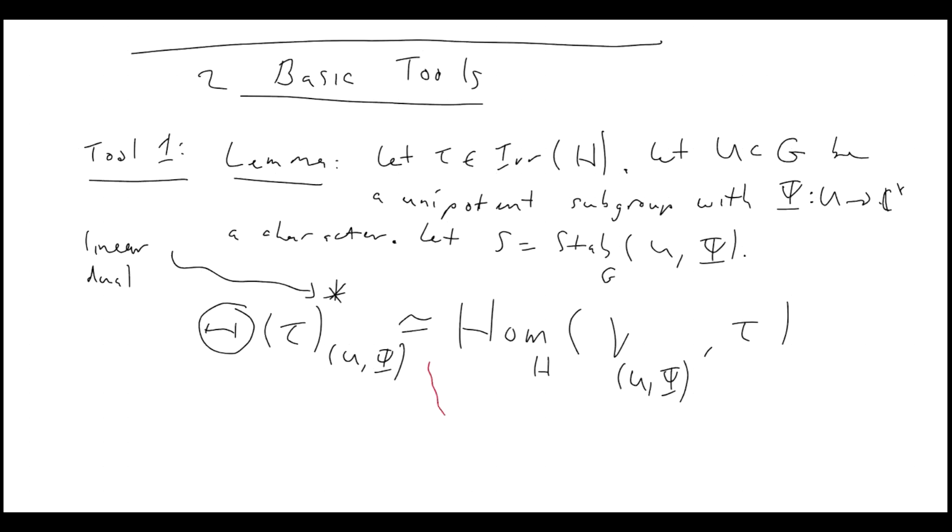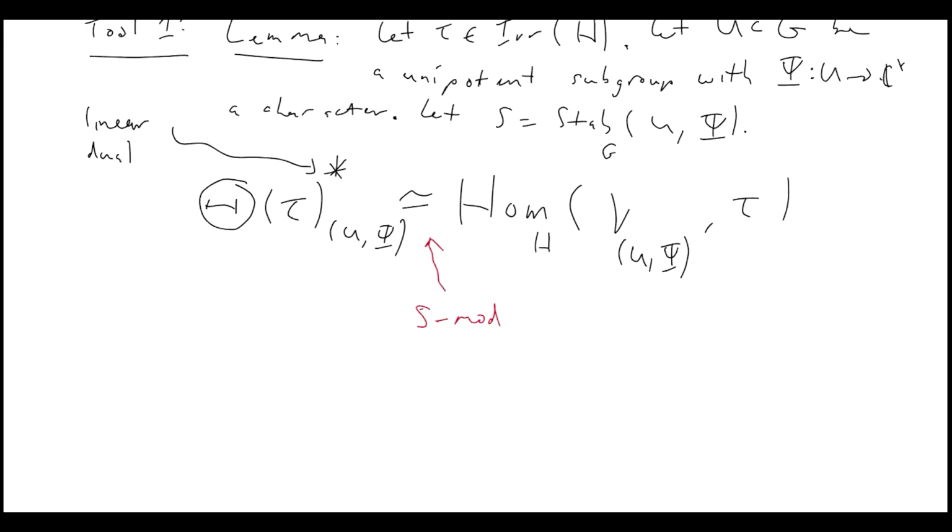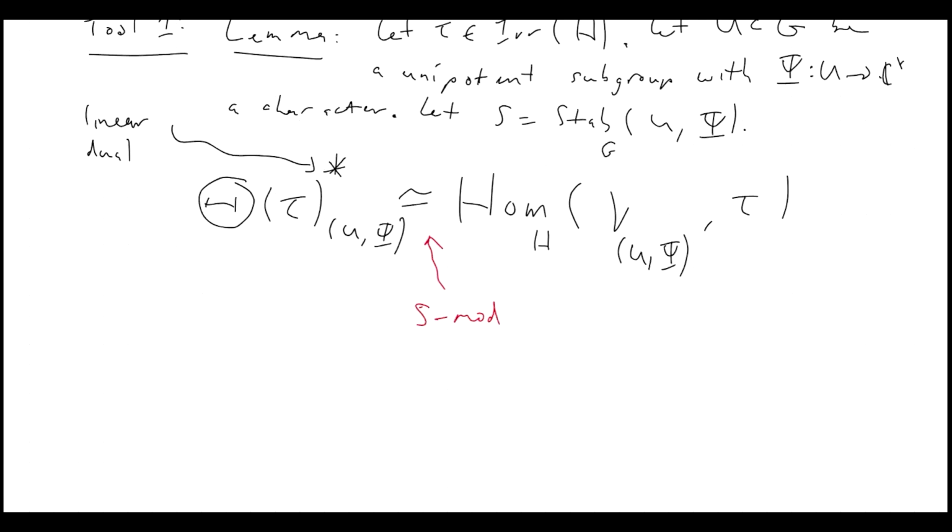So the linear dual of the U psi coinvariance of big theta of tau is isomorphic, as S modules, to the Hom space of H-invariant maps from the coinvariance of the minimal representation to tau. This is not so difficult to prove, but let me skip over it for the sake of time. So the first tool is just a way of describing the linear dual of coinvariance. I also want to point out that we can take U to be trivial. In other words, this also gives a way of describing the linear dual of big theta.